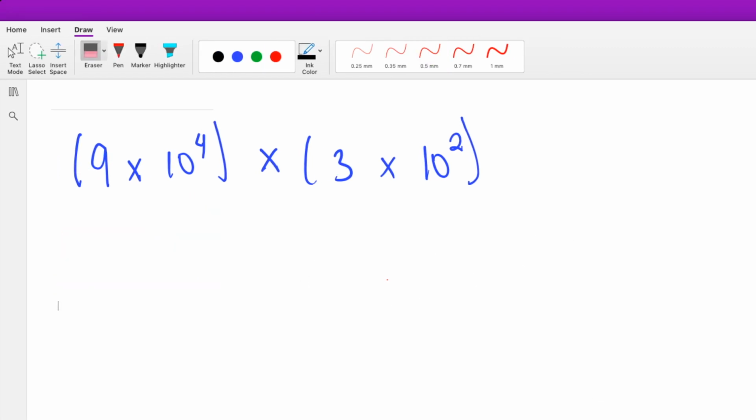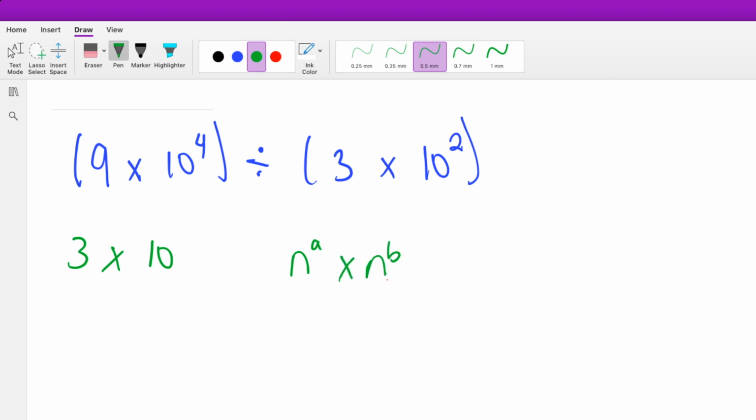So now we have this exact same problem, except we're going to get rid of this multiplication sign, and we're going to replace it with a division sign. How are we going to be able to do this? Well, it's the exact same thing, except we're dividing. So 9 divided by 3, that's just 3, times 10. And then remember how I was saying when we're multiplying, the answer is just going to be like that. Well, when we're dividing, everything's the same except instead of adding the exponents, we're just going to subtract them.